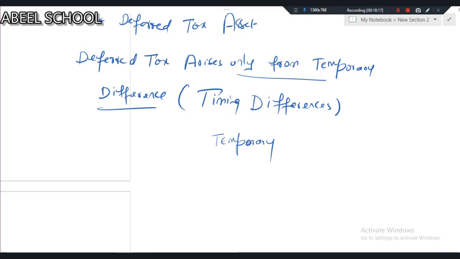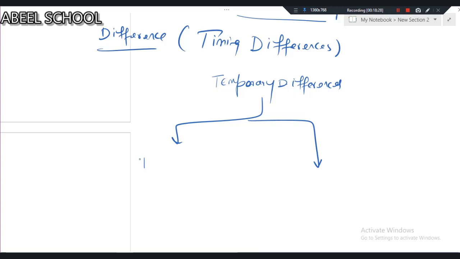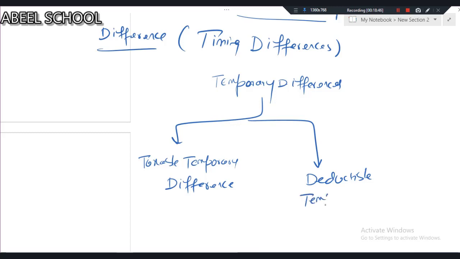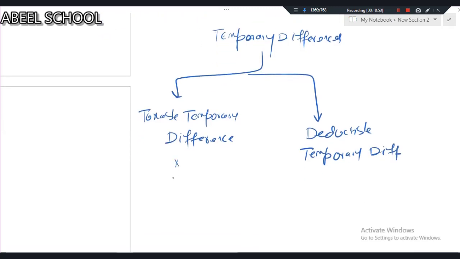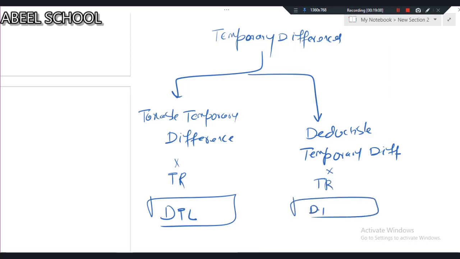Now listen. There are two types of temporary differences. One is taxable temporary difference. Another is deductible temporary difference. Okay. Taxable temporary difference multiplied by the tax rate gives you the deferred tax liability. Deductible temporary difference multiplied by the tax rate gives you the deferred tax asset.